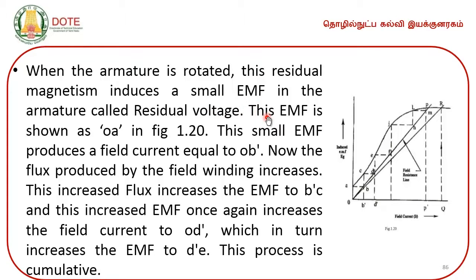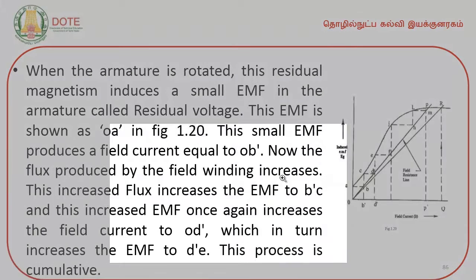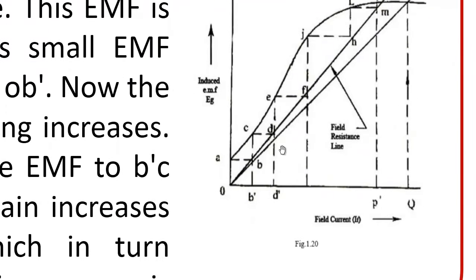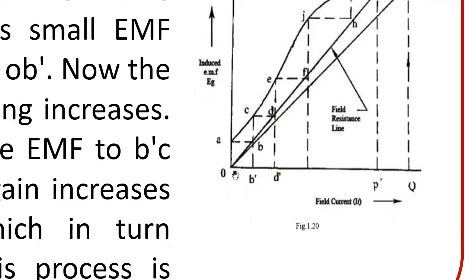This EMF is shown as OA in figure 1.20. Let me zoom this. You can see here, even when the field current is 0, you have a certain voltage. This is OA. This OA is due to the residual magnetism. Because of residual magnetism, you have this induced EMF OA. Even when the field current is 0, you have a voltage built up across the armature which is OA.